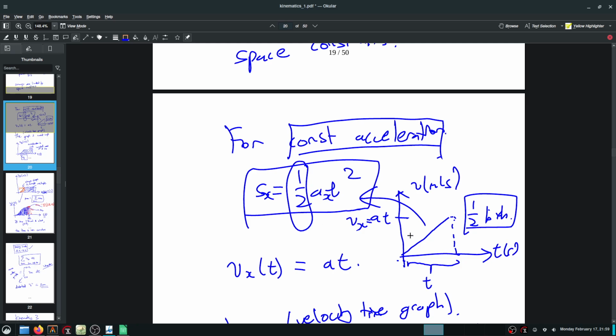Now, if your acceleration is going to differ over time, we don't use this s equals half at squared formula. We will just take the area under the graph.